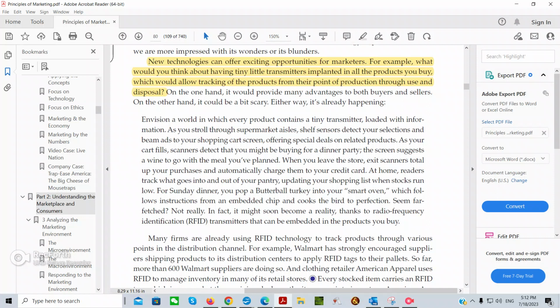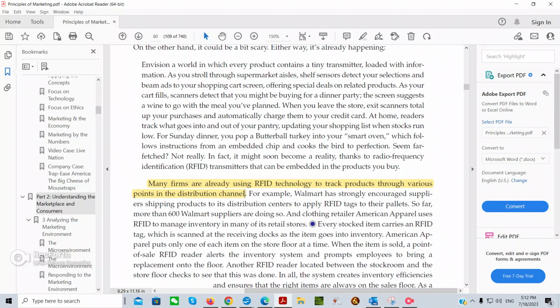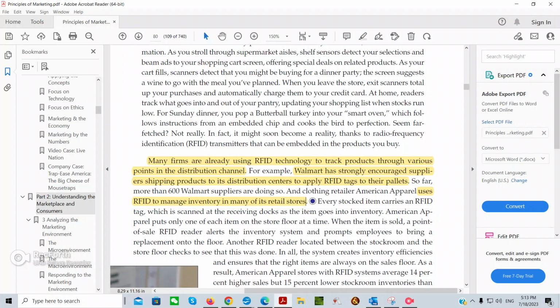Now, many firms are already using RFID technology to track products through the various points of the distribution channel. Okay? For example, Walmart has strongly encouraged suppliers shipping products to its distribution centers to apply RFID tags to their pallets. So far, more than 600 Walmart suppliers are doing so, and clothing retailer American Apparel uses RFID to manage inventory in its retail stores.